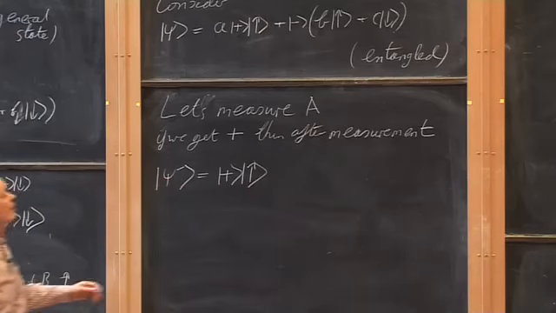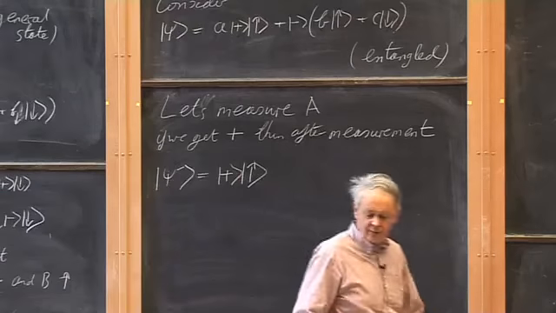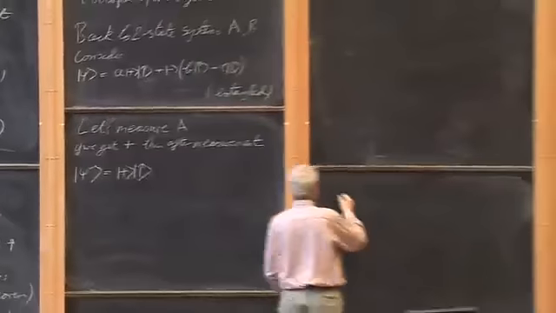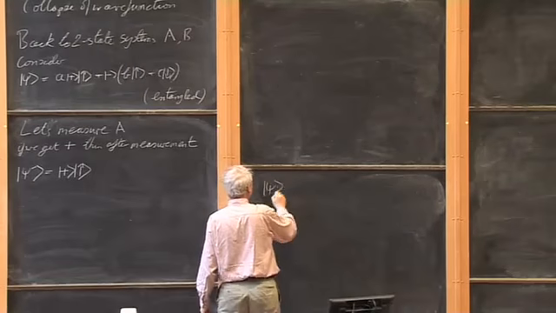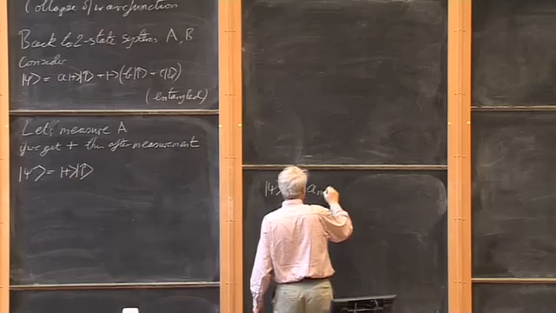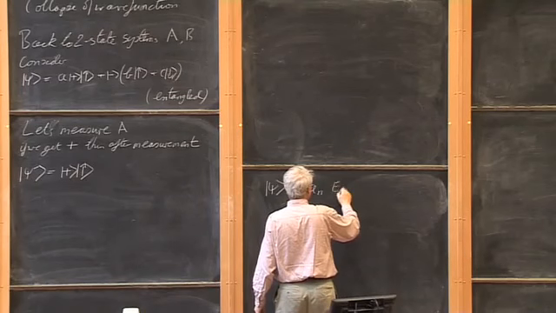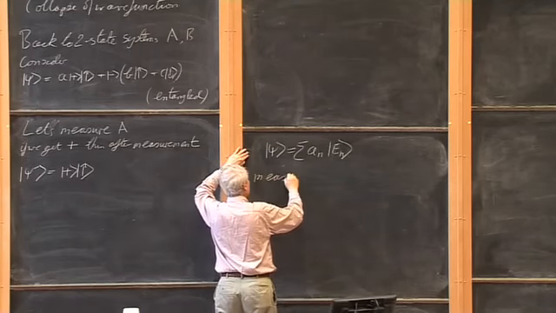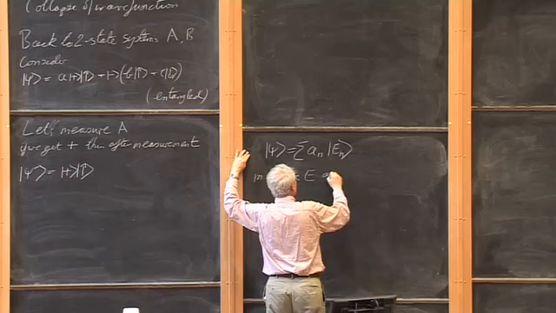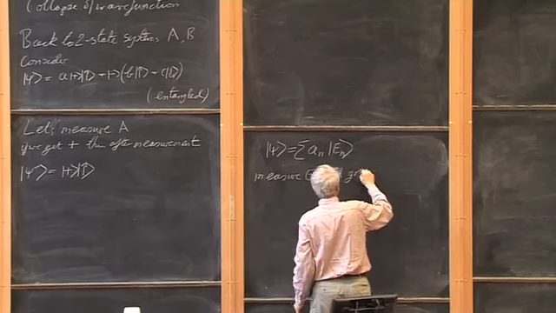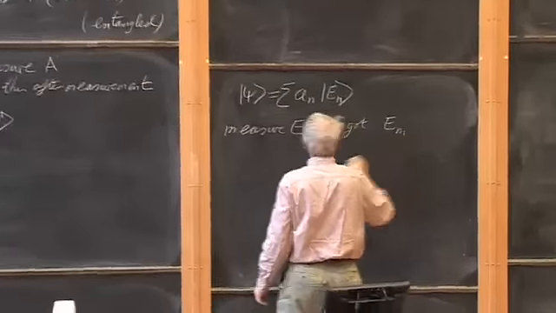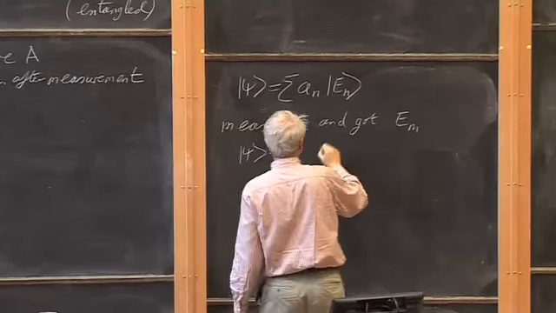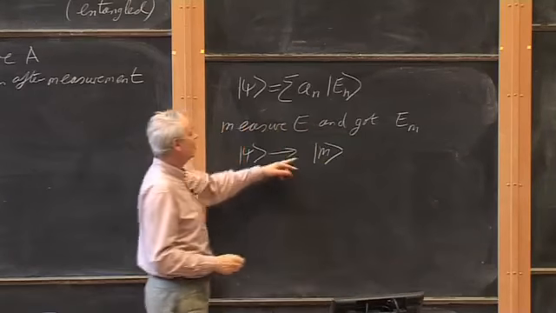Let's just remind ourselves what collapse of wave function was all about in the single system. If we had a single system, we wrote psi equal to the sum of a_n times, let us say, E_n, for example, and we measured E and got the answer E_m, then psi went to the state m, right? After the measurement, it was in this state.